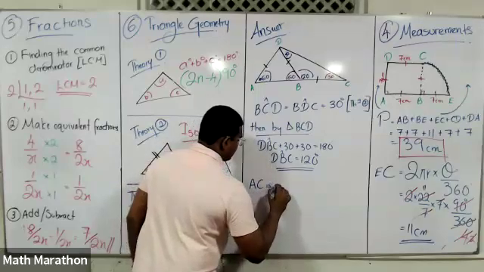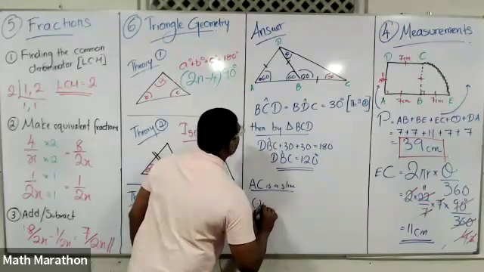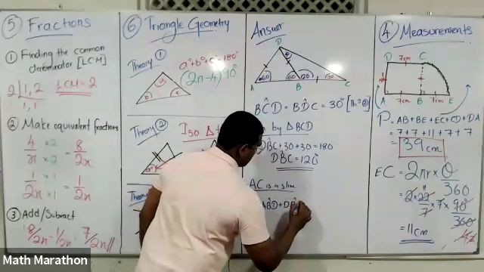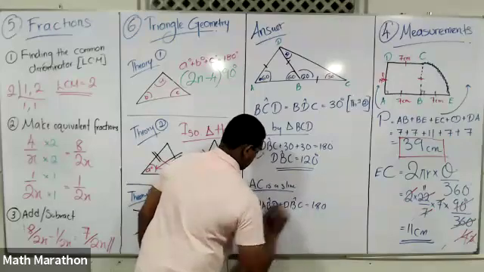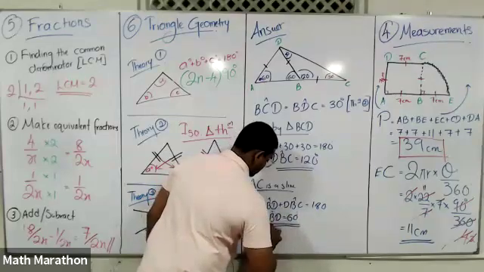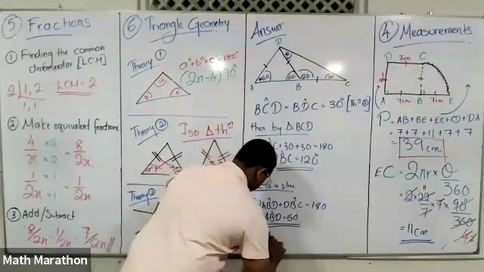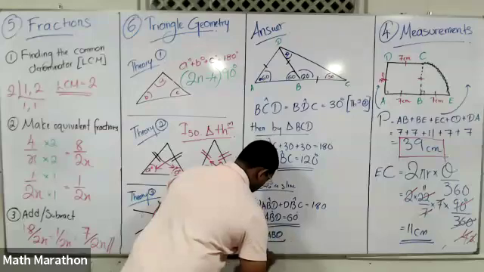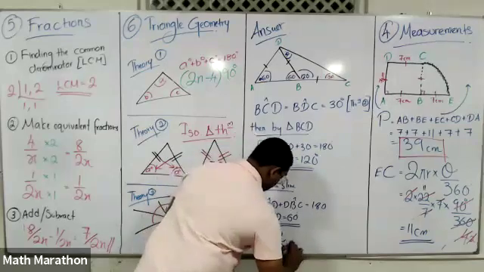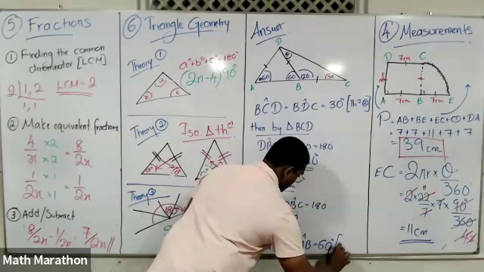AC is a straight line. Therefore, ABD plus DBC equals 180. ABD equals 60 degrees. Last one. By triangle ABD, ABD equals DAB equals 60 degrees. Why? By theorem 2.